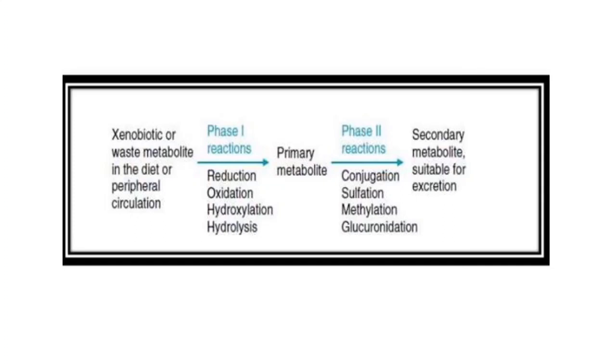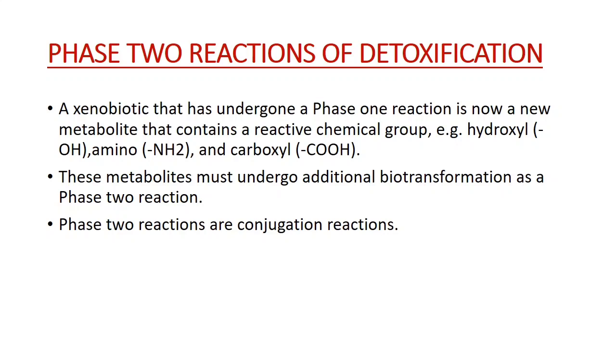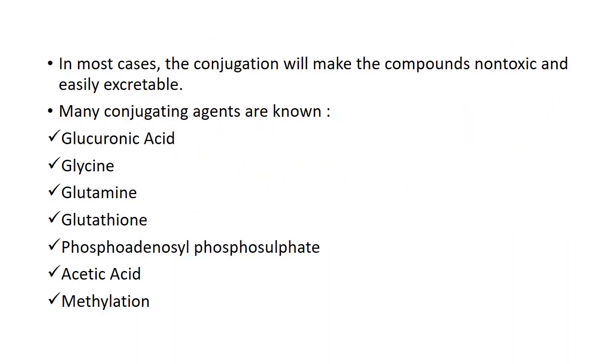A xenobiotic that has undergone a phase 1 reaction contains reactive chemical groups like hydroxyl group, amino group and carboxyl group. This metabolite must undergo additional biotransformation as a phase 2 reaction. Here the conjugation reaction occurs which makes this compound non-toxic and easily excretable.